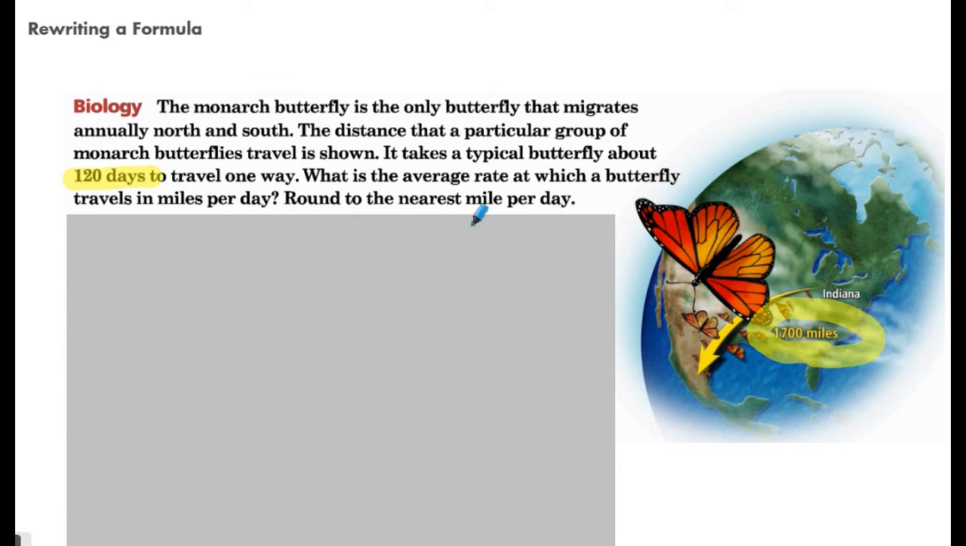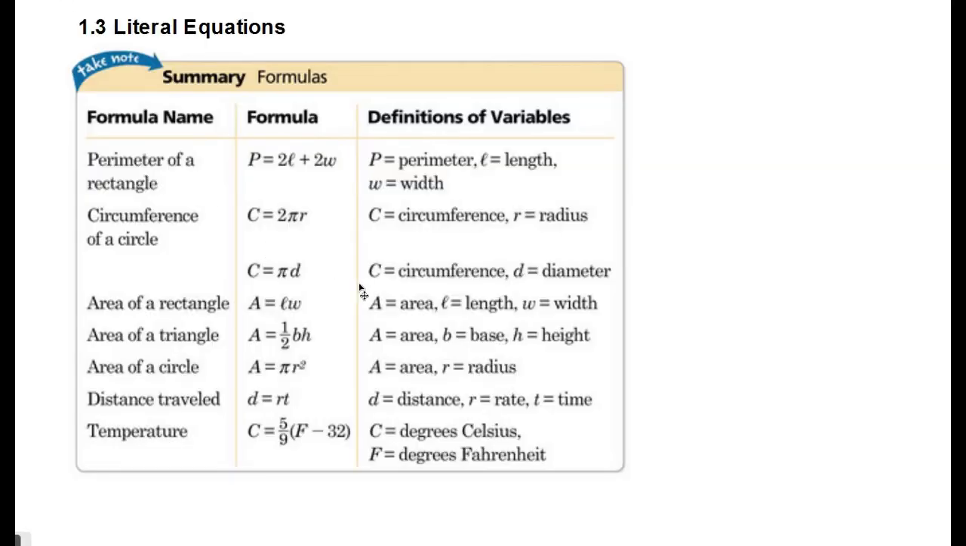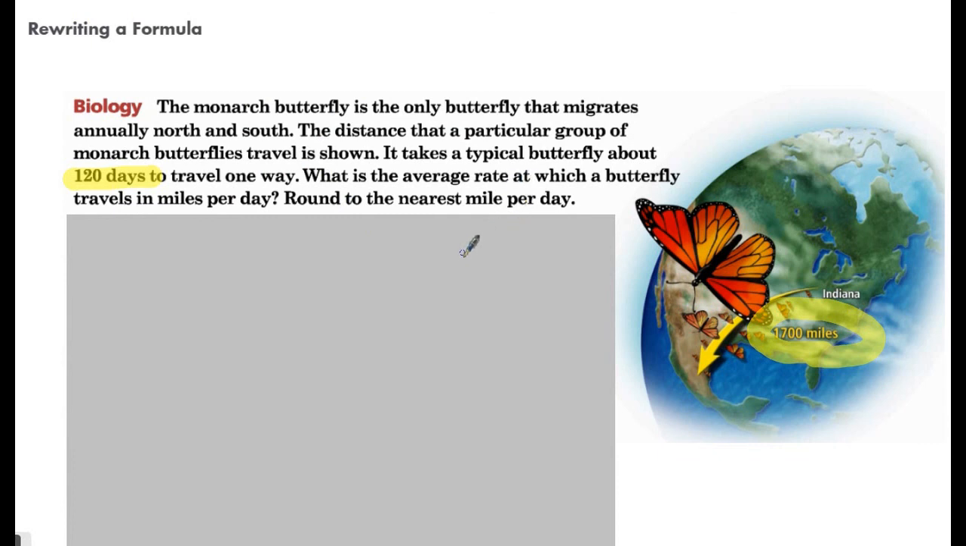Okay, so we need some type of formula. So we're going to go back to the beginning of our notes and look at these scientific formulas, these little equations. And we're looking at distance, time, and rate. So that means that we're going to use the distance traveled formula, d equals r times t. D is the distance, r is the rate, t is the time. So we're going to go ahead and use that formula for this problem. So if I write it just right now, this is distance equals rate times time.